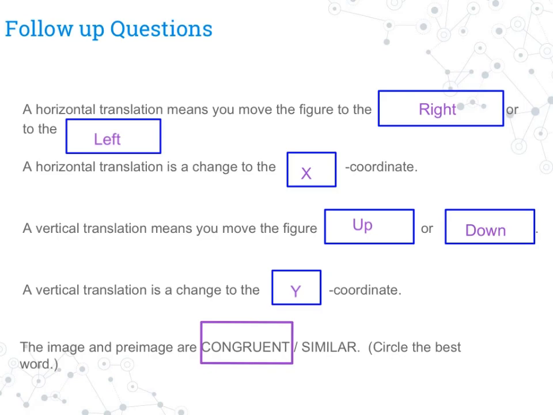Now, the image and the pre-image in a translation are congruent. That means the shape looks exactly the same shape and exactly the same size from the pre-image to the image. There is no change, one isn't bigger than the other, one is not smaller than the other. They're the exact same size, they're just moved either to the left, to the right, up, or down.